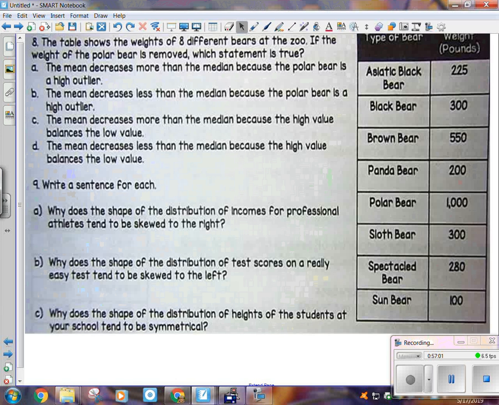Oops, still need to add a page. 8. The table shows the weights of 8 different bears at the zoo. So if I put them all in, I can talk about the mean, the weight of the pair.